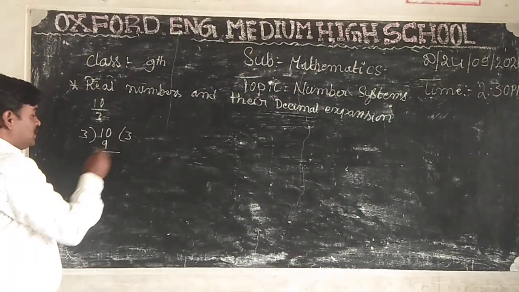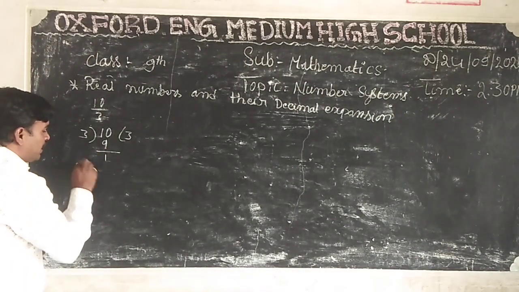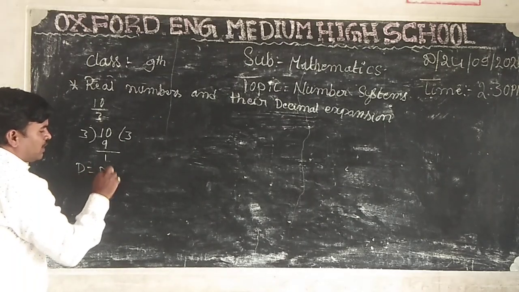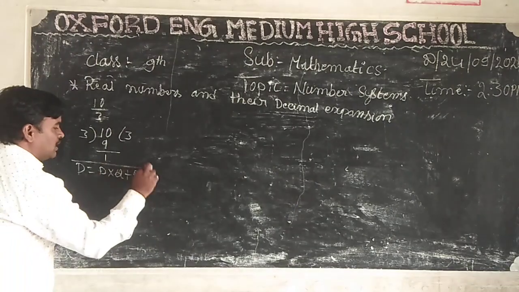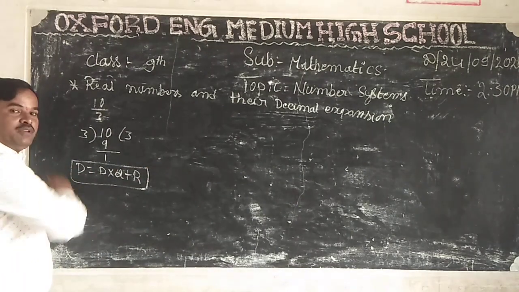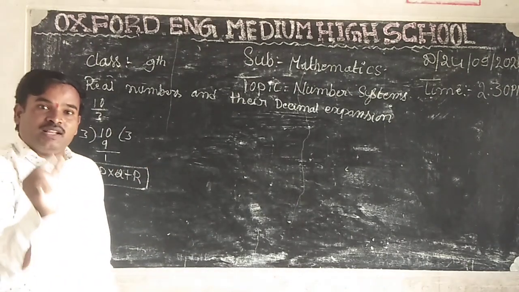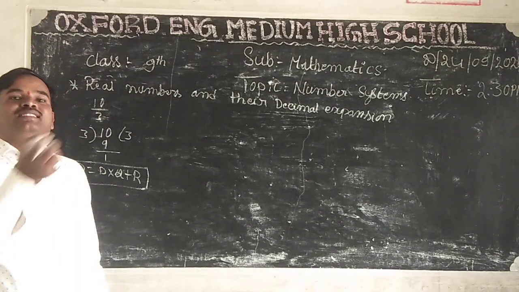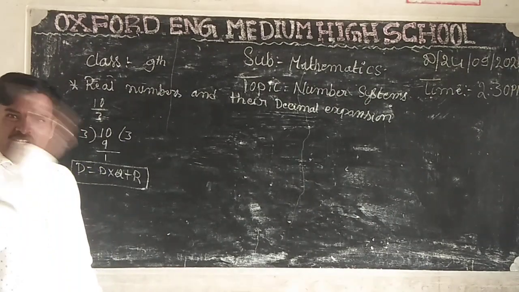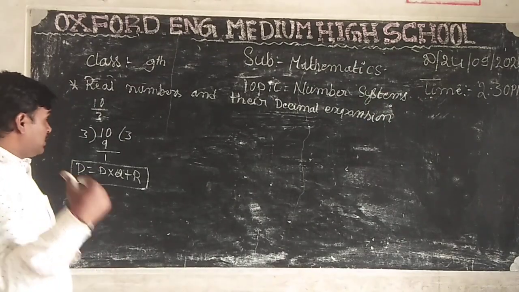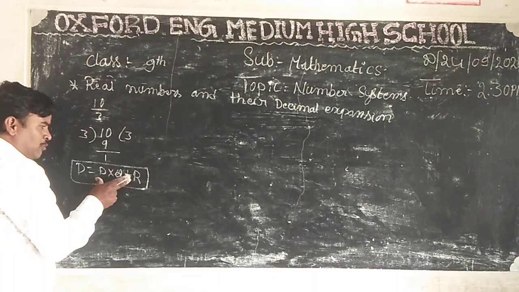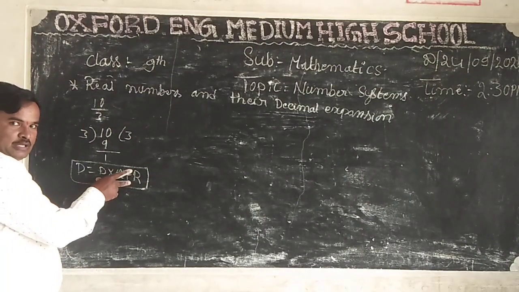So this relation you know: dividend is equal to divisor into quotient plus remainder. This is the relation of division. This relation carries on into 10th standard also. In 10th standard, in the polynomials chapter, the same aspects are used.